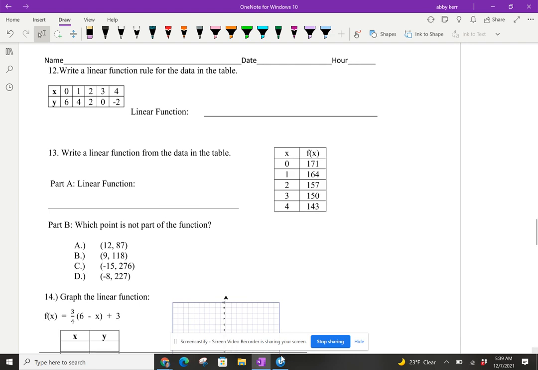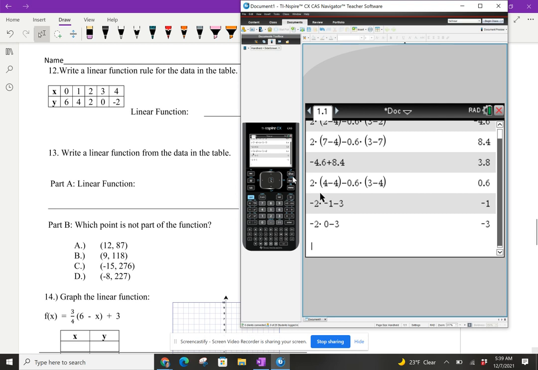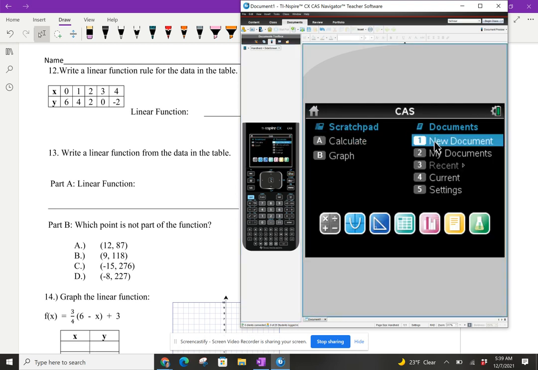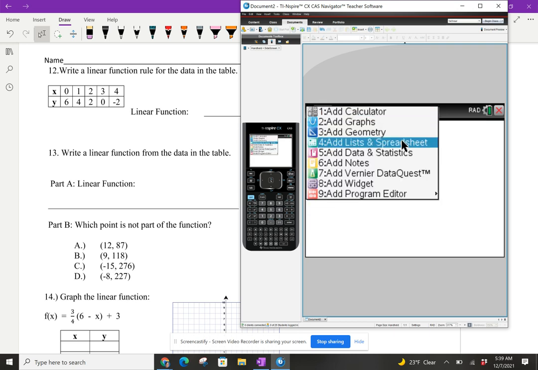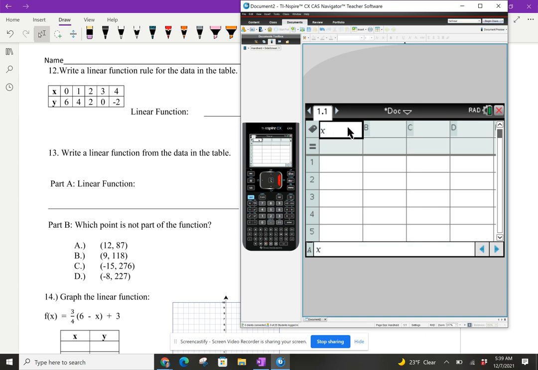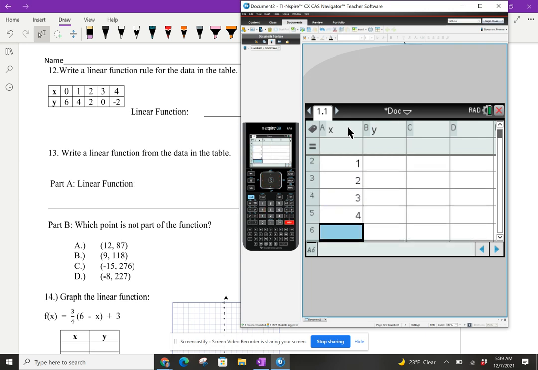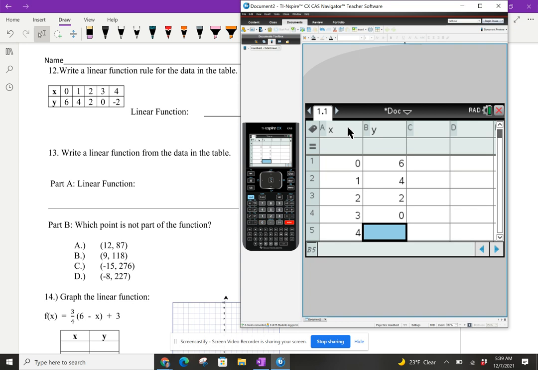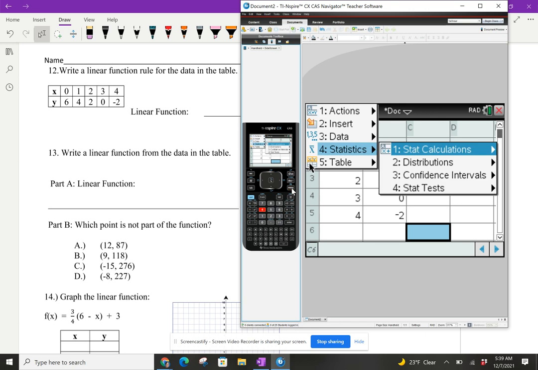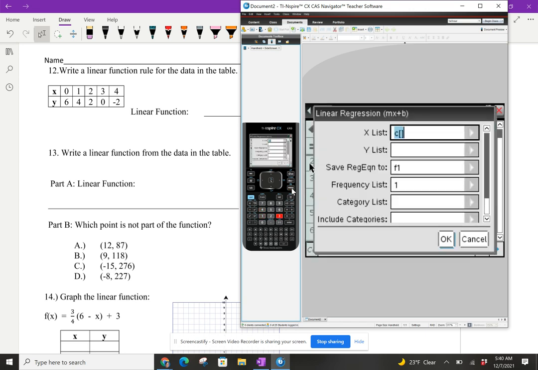Now these, you're going to do the list in spreadsheet. So I always recommend doing a new document, clicking no. Number 4. Now you want to make sure that you label these. So then 6, 4, 2, 0, negative 2. Now make sure you show a blue box, and then you're going to do number 4, number 1, and number 3.